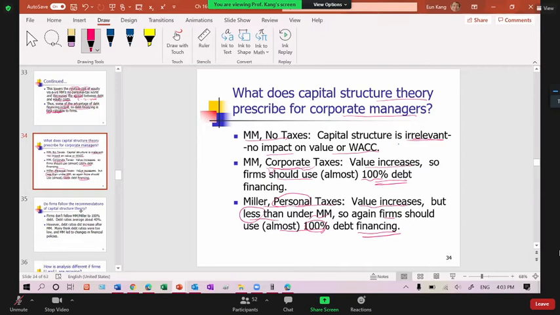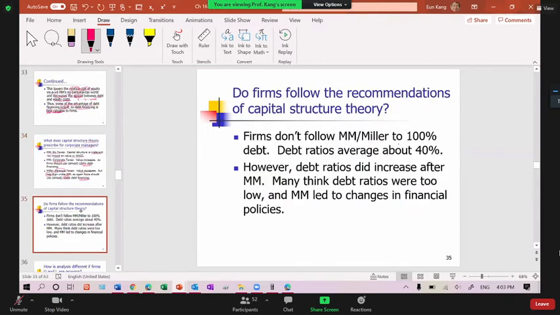Then, do firms follow the recommendations of capital structure theory? Firms don't follow.